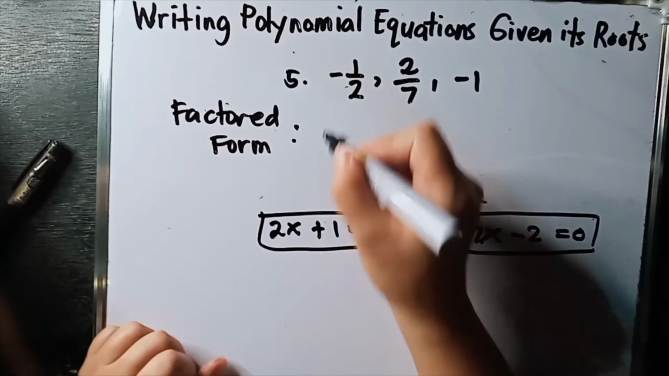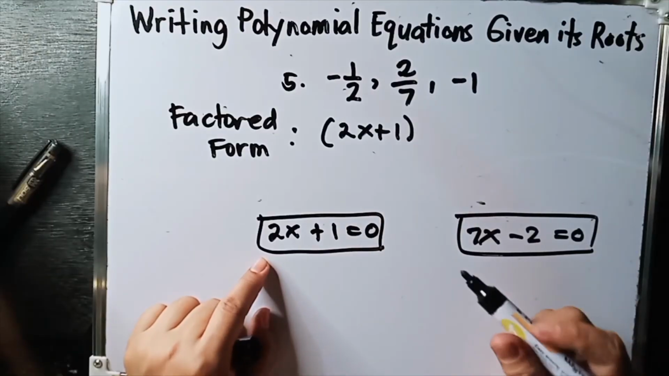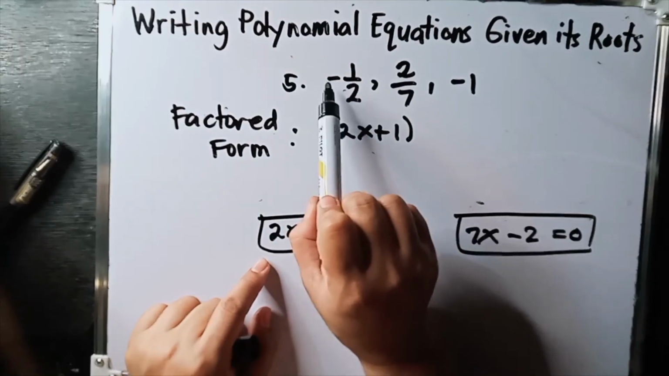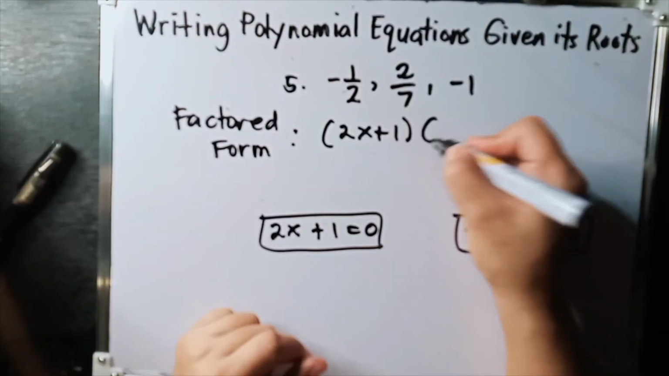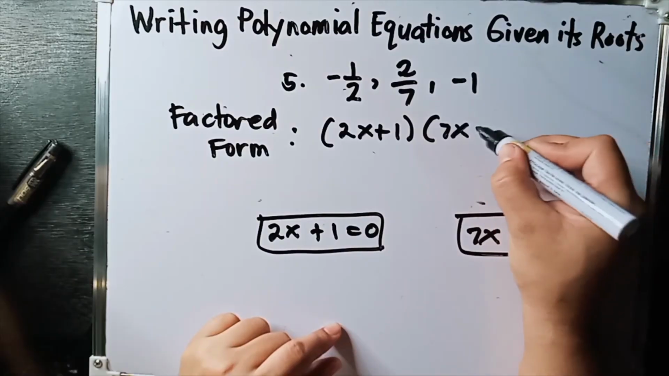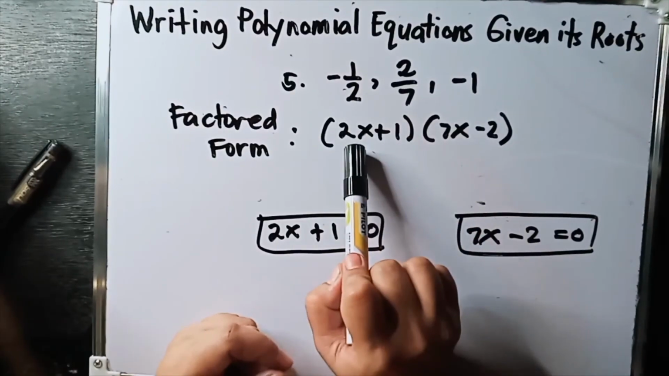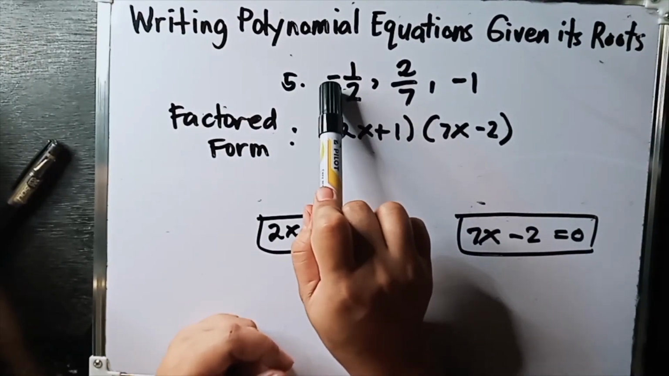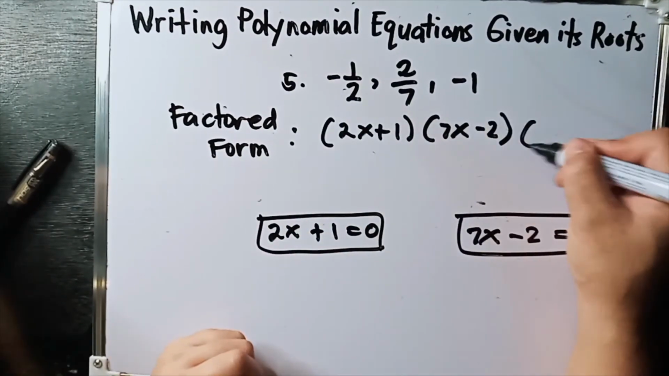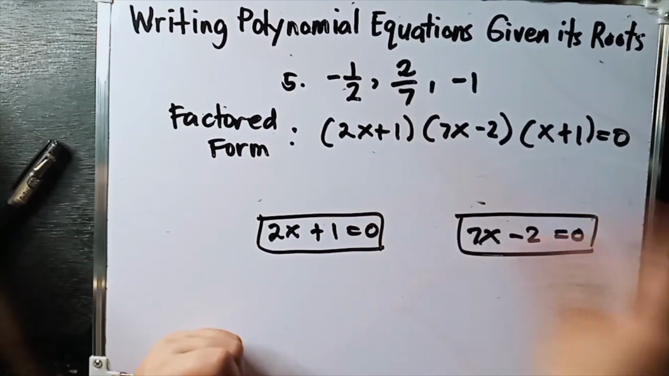So if you could notice that this one is 2x plus 1. So as if we are combining the denominator with the x, and then we just change the sign. So it's positive 1. So for this, we have 7x minus 2. So what have you noticed? The denominator will become now the coefficients of x. And then the numerator now will become the constant one, but you just need to change the sign. And then for x minus 1, we have x plus 1 equals 0. And then we multiply.